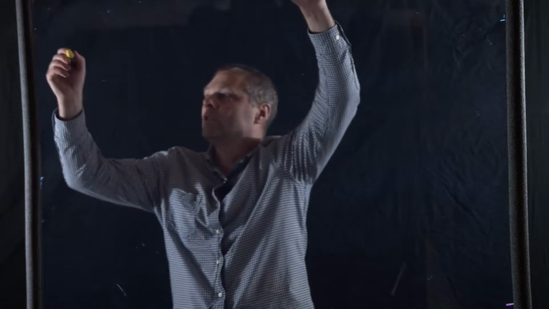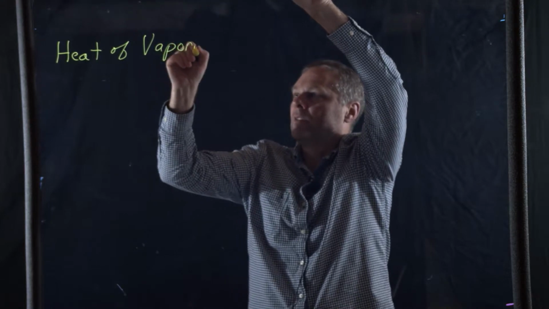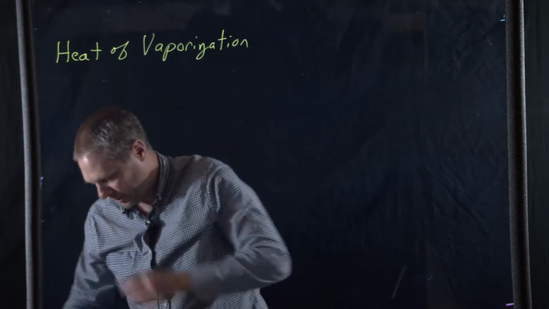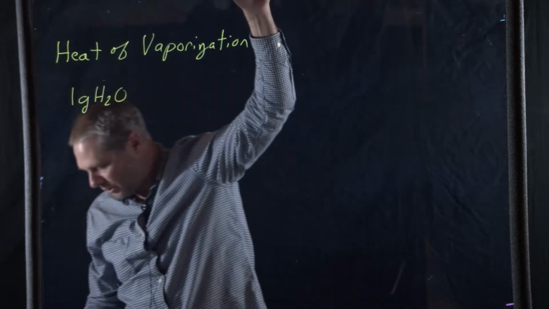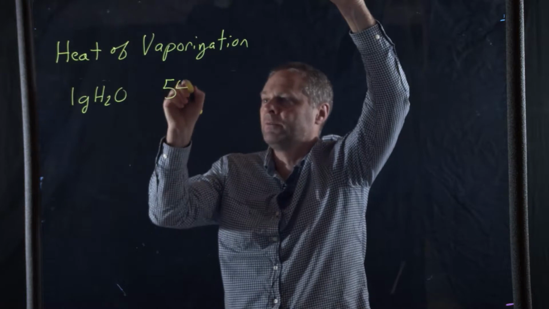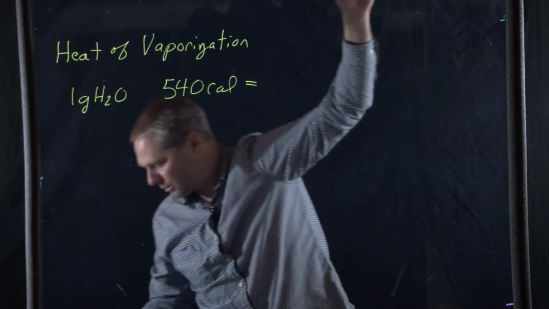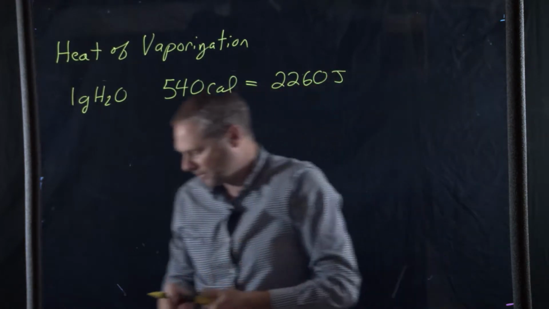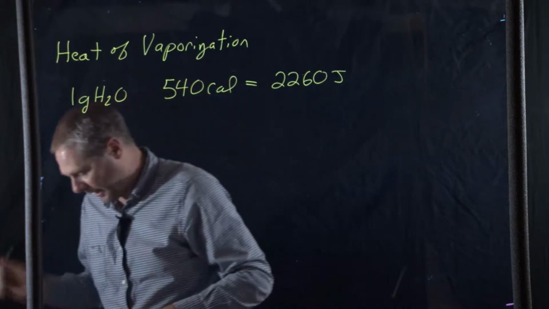And so for those, I'm going to give you the heat of vaporization. I have to look these up. I don't expect you to memorize these. But to vaporize 1 gram of water, we have to put into the system 540 calories. Or this is going to be equal to 2,260 joules. All right? So that's information that's going to be given to you. You would actually end up looking that up in a book.